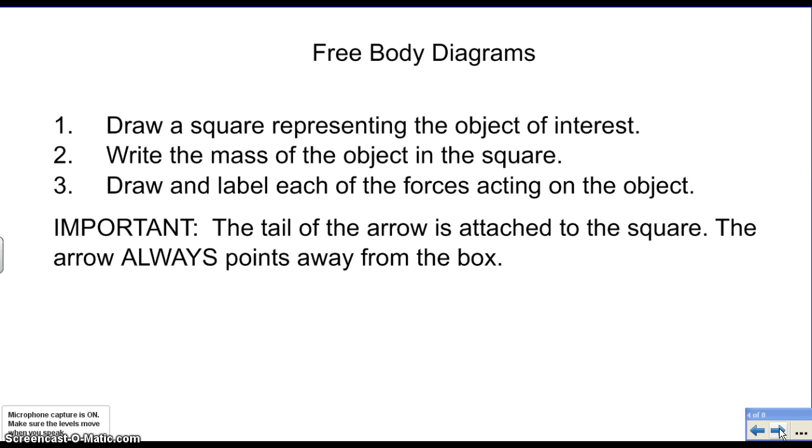And last, you draw and label each of the forces acting on the object. It is important that the tail of the arrow is attached to the square. The arrow always, always, always points away from the box. It doesn't matter if the object might be exerting a force on the opposite side of the box. We always have to put the tail of the arrow attached to the square. So let's do an example.